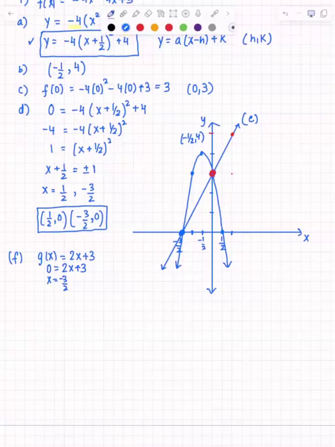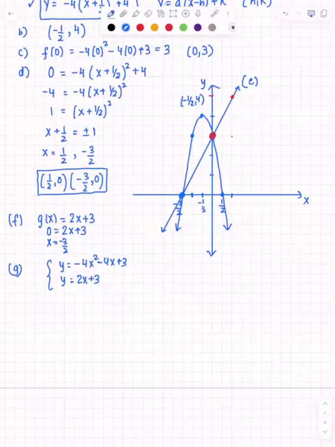So G is find the solution to the system of equations. So y equals negative 4x squared minus 4x plus 3. Y is equal to 2x plus 3. So the best way is just substitute y with 2x plus 3. Or you could have added the first equation to the negative of the second. The y's would cancel out, right? We'll end up in the same place.